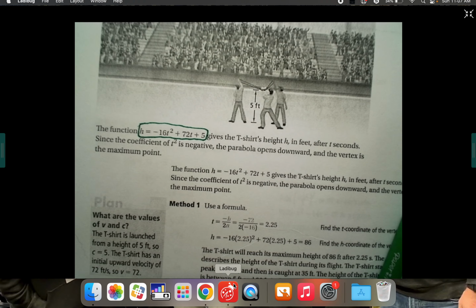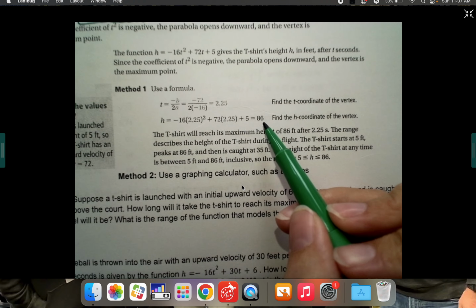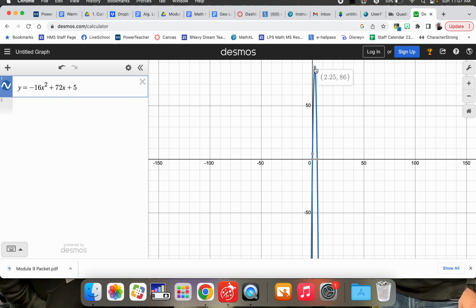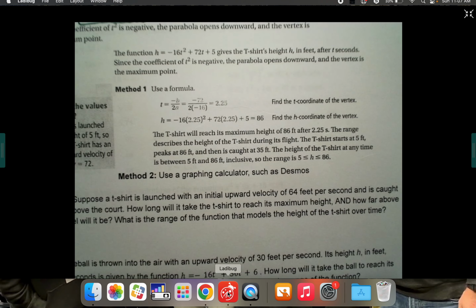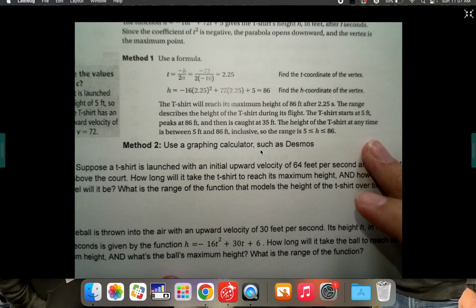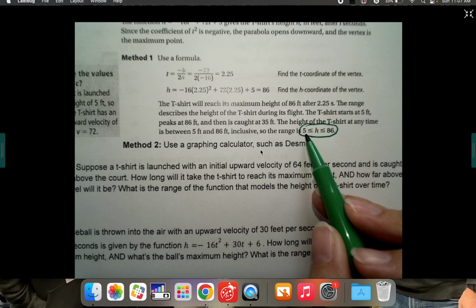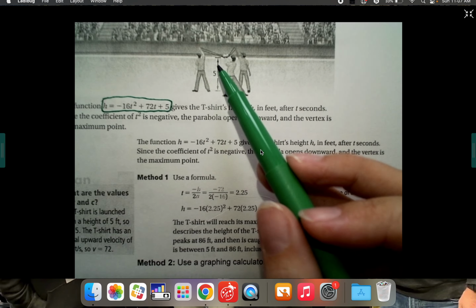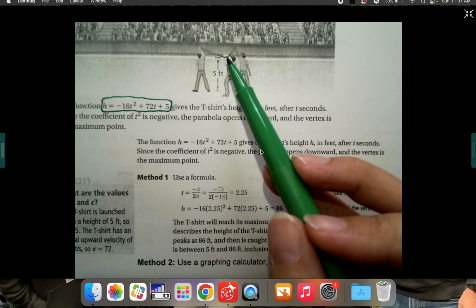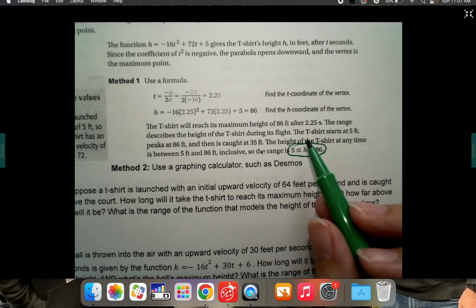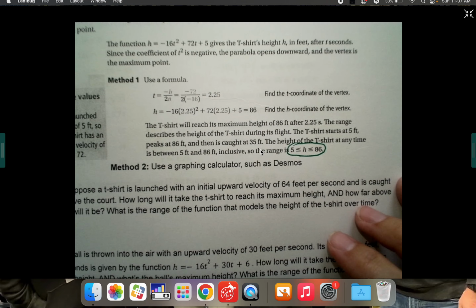So if we come back to our paper to look, they showed that its height was 86. And we actually found that just by using our Desmos graphing calculator. We knew it was going to go 86 feet. So it's really important that you guys know how to work the Desmos calculator. We know that the range is between 5 feet to 86 feet because it launched from they pulled it back a little bit. And so it started at 5 feet and it reached its maximum height at 86 feet. So that would be the range from 5 to 86.